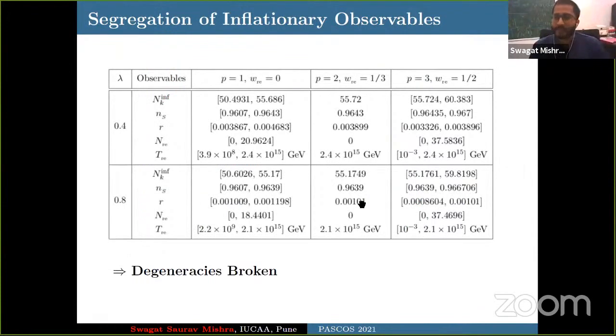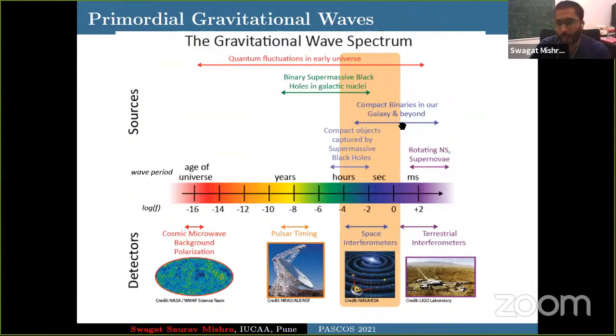If you put all these constraints, even though p equal to 1, p equal to 3/2, and p equal to 3 all gave the same n_s and r, once you put the reheating constraint, they are completely segregated. So p equal to 1 has an equation of state 0 and has n_s between these two values, and the number of e-folds where the pivot scale leaves is around 50 to 55, not 50 to 60. For equation of state 1/3, it's around 55. And for equation of state 1/2, it goes from 55 to 60. So that's how the degeneracies are completely broken in these models.